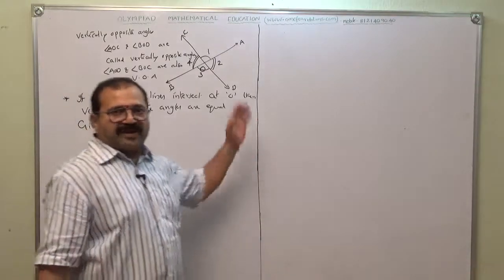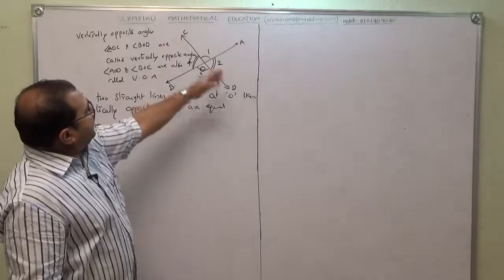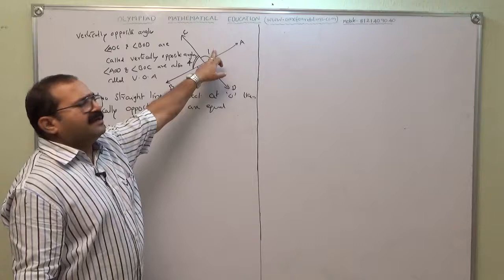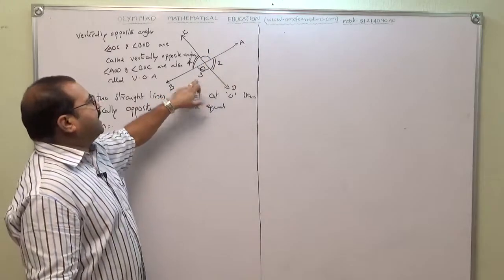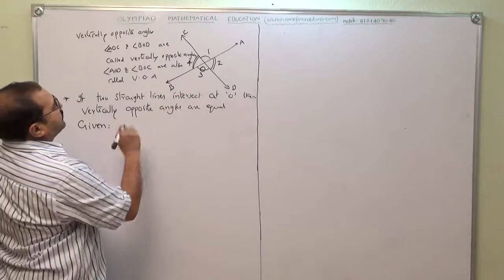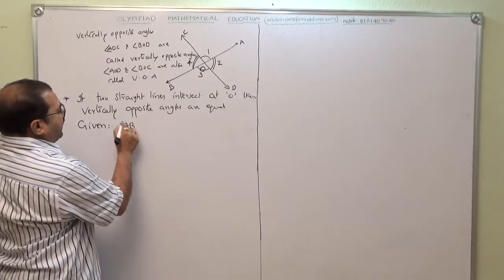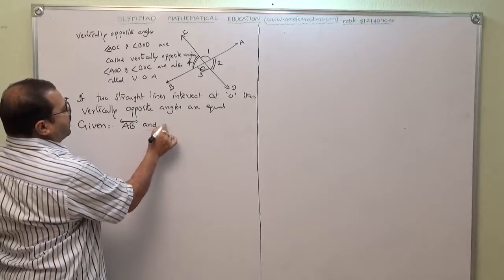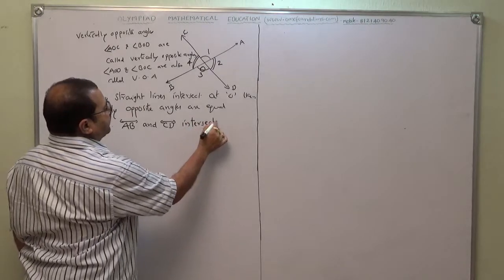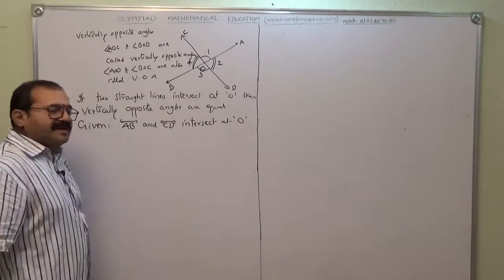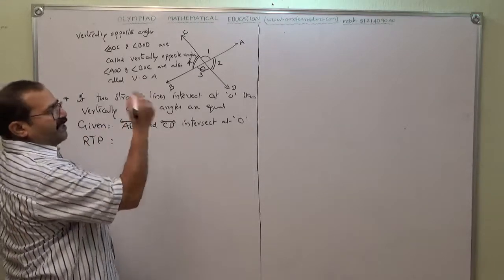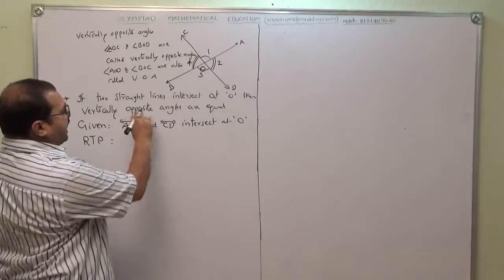For the proof, I would like to take this above diagram. This AB line and CD line intersect at O, and I named the angles angle 1, angle 2, angle 3, angle 4. So now, what is given? Straight line AB and straight line CD intersect at O. The second point, what is required to prove? We need to prove that vertically opposite angles are equal.